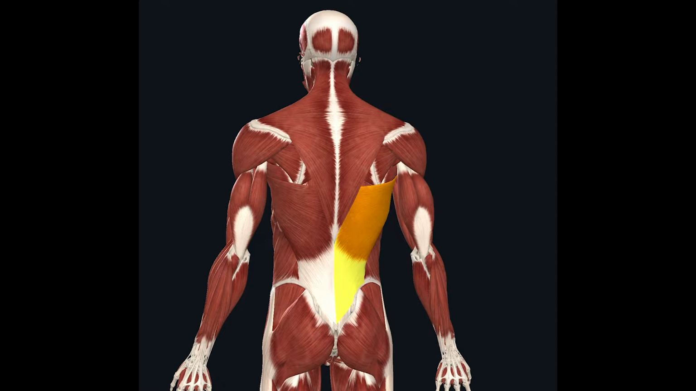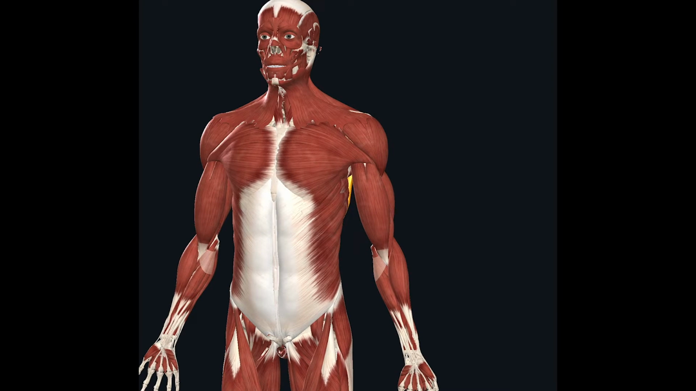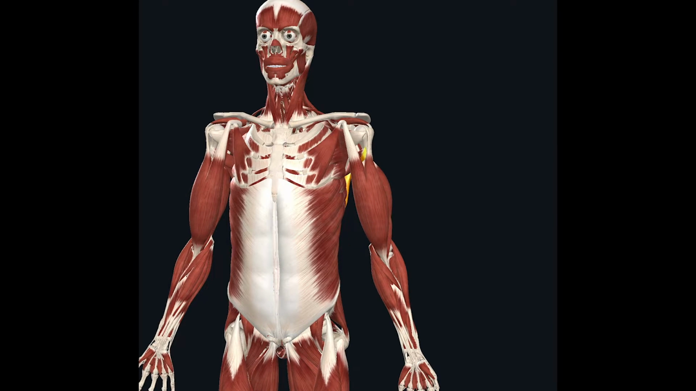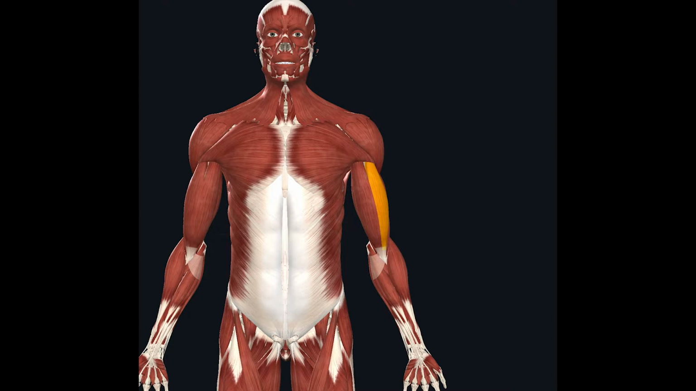So the point of origin for the Latissimus dorsi is along the spine of the lower thoracic vertebrae and on part of the ribs, as well as the iliac crest. And its insertion is in the intertubercular sulcus. So the Latissimus dorsi is the second muscle to insert in the intertubercular sulcus.